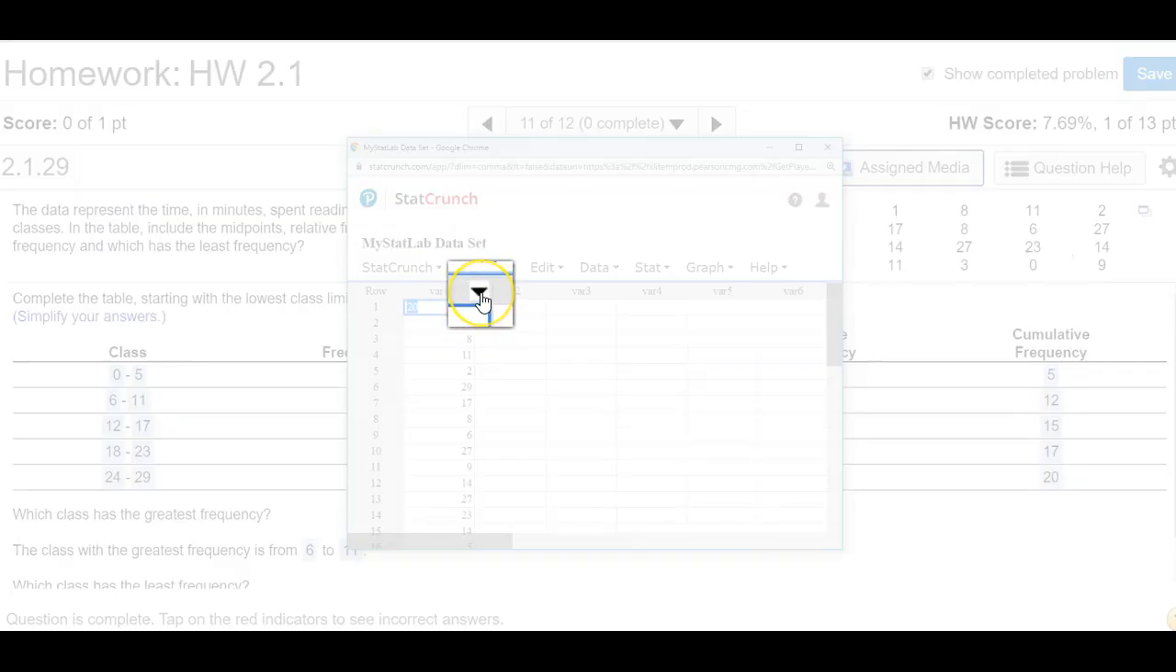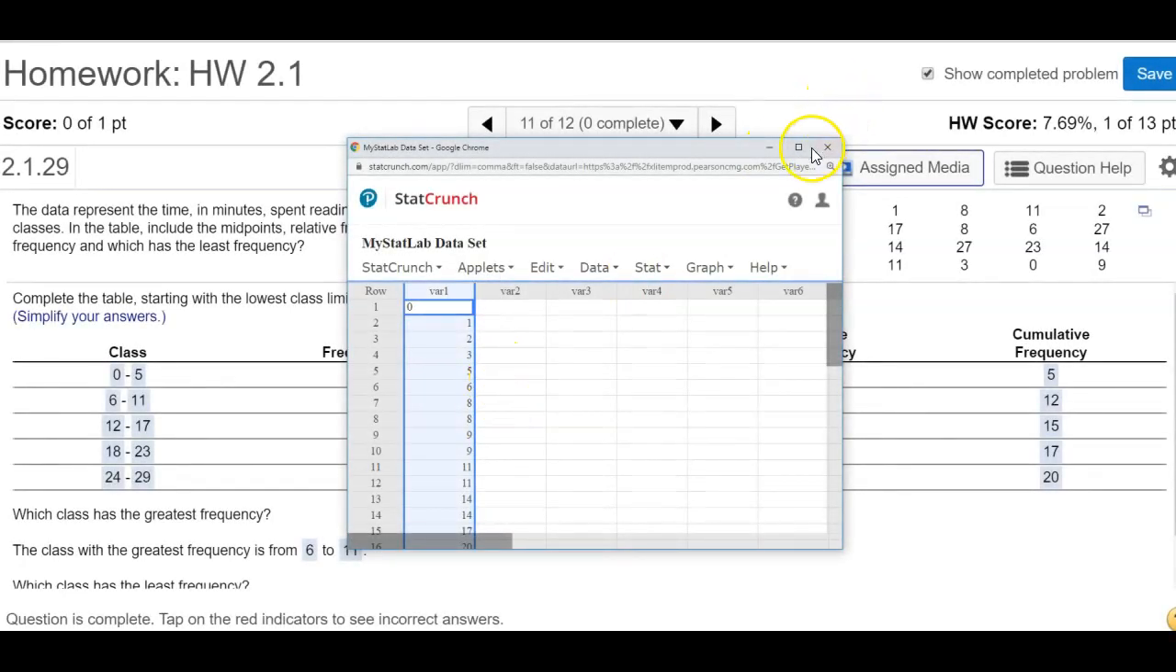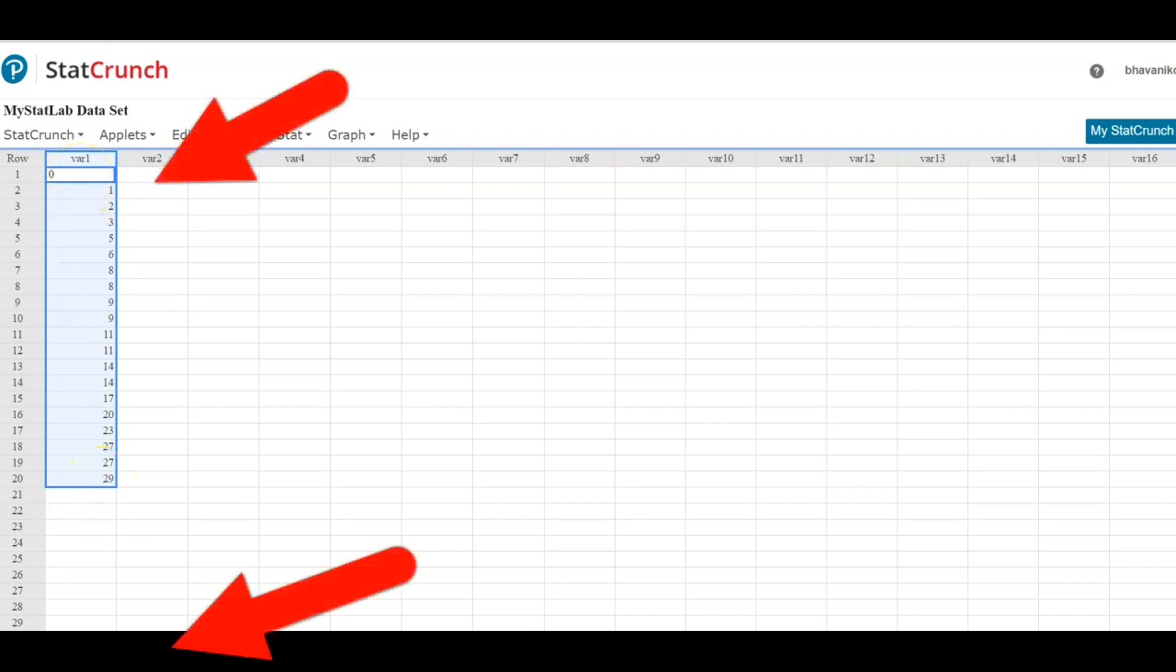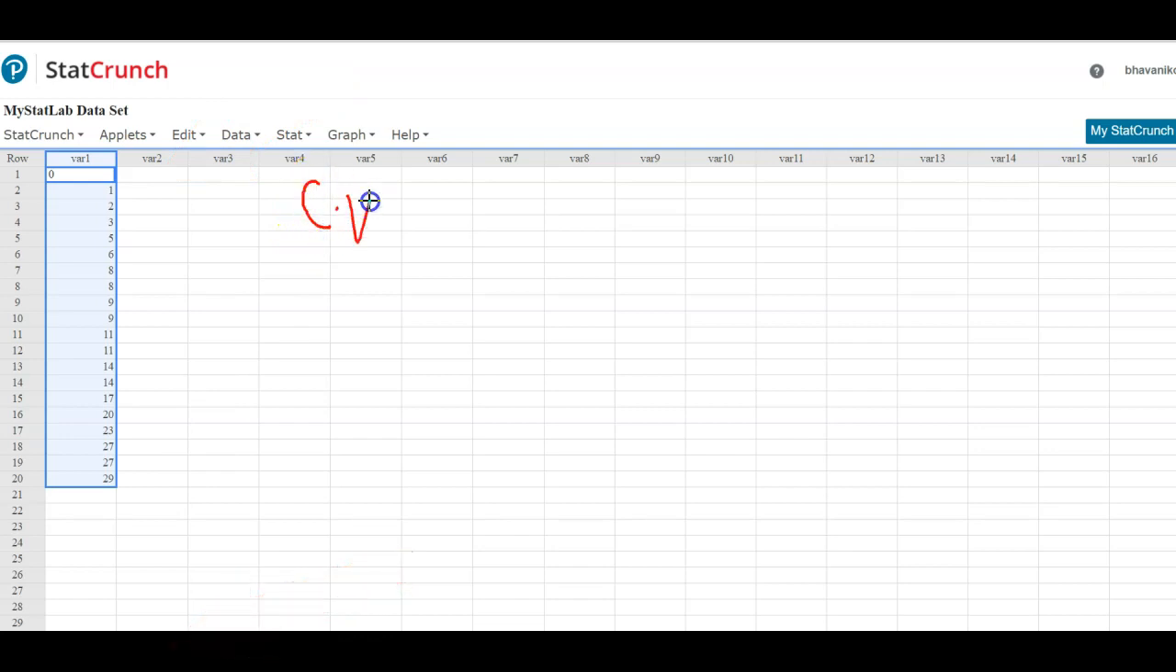And then I'm going to click on the arrow right here and I will sort my data. So now when I look through my data, I know that my minimum value is 0 and my maximum value is 29. So what I need to do is find my class width, which is my max minus min, which is the minimum value, divided by number of classes.